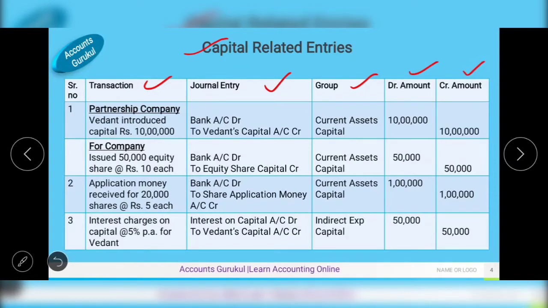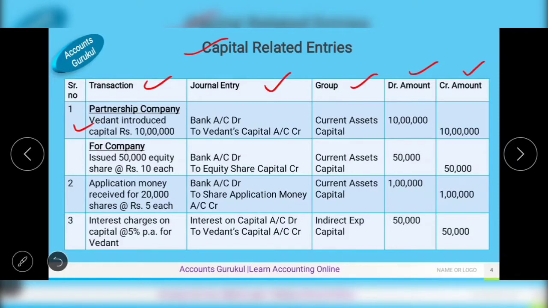And the first entry is that in the partnership company, if we are introducing any capital, then what will be the entry for that? So Vedant introduced capital rupees 10 lakh. So Vedant ne business mein 10 lakh capital introduce kiya hua hai. So what will be the journal entry for that? So bank account debit, kyunki it's a real account. Debit what comes in. So apne paas kya aa raha hai? It's a bank. Jo cash aa raha hai.